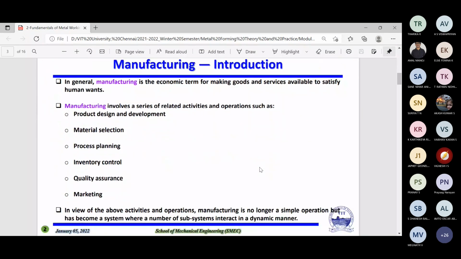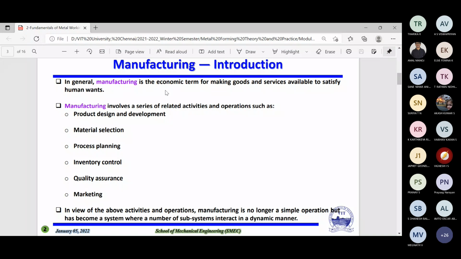Okay, fine. In the beginning, I mentioned that in general, manufacturing is the economic term for making goods and services available to satisfy human wants. What you all told is perfect, but we also have to understand the economic term. For example, when somebody opens a company, or after BTech or MTech you open an industry by yourself, can you prepare a finished product from raw material without thinking about the economy? If you do not have any profit, you cannot go on.